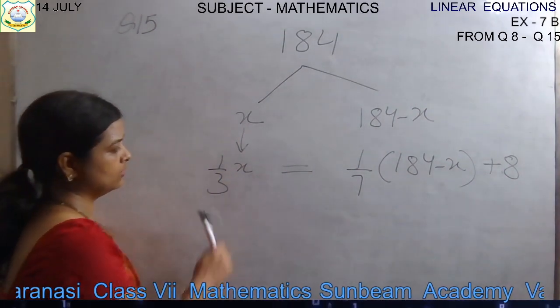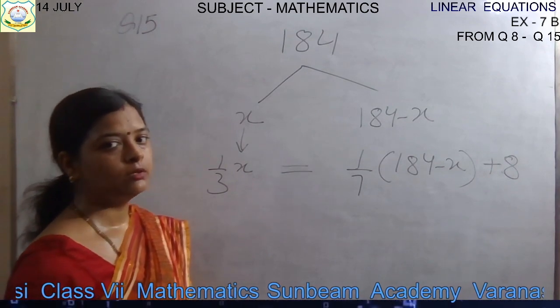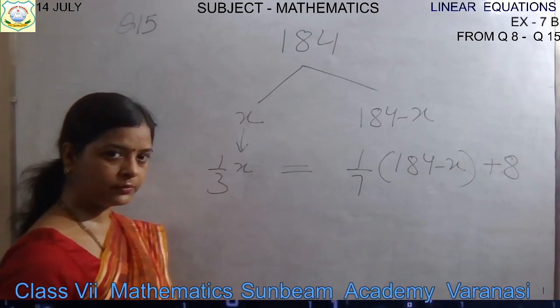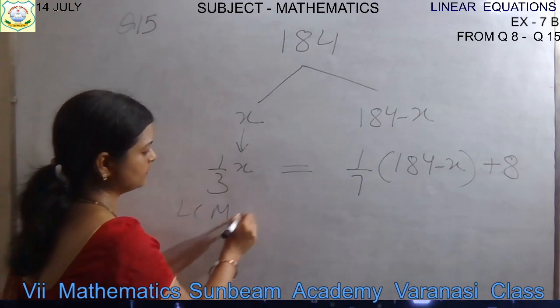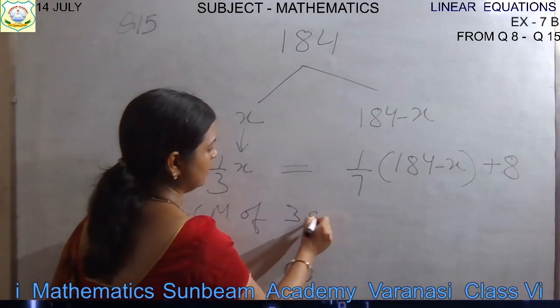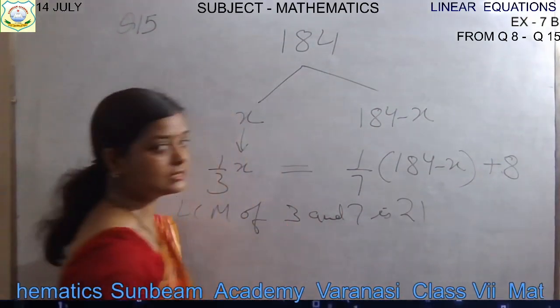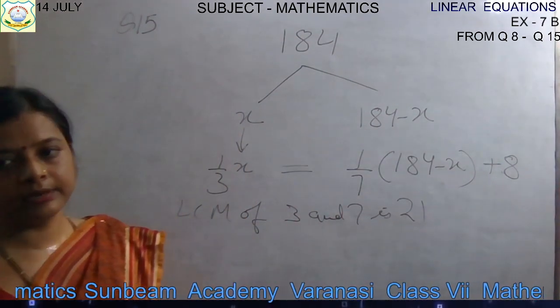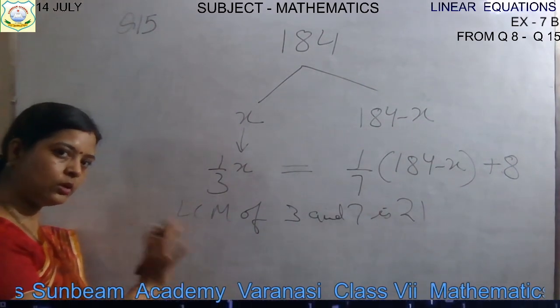So 3 and 7. How we will solve? This is now the final equation. Now we will solve. We will take the LCM of 3 and 7, which is 21. Now multiply 21 on both sides.